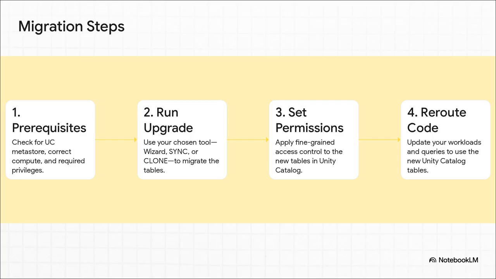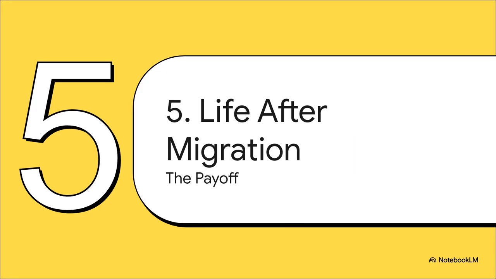Step 2, just do it. Run the upgrade using the tool we just picked, the wizard, sync, or clone. Step 3, lock it down. Now that your tables are in Unity Catalog, you can apply that super granular access control. And finally, step 4, reroute the traffic. This is critical. You've got to go back into your code, your notebooks, your jobs, and point them to the new tables. And you've done it. The tables are migrated.